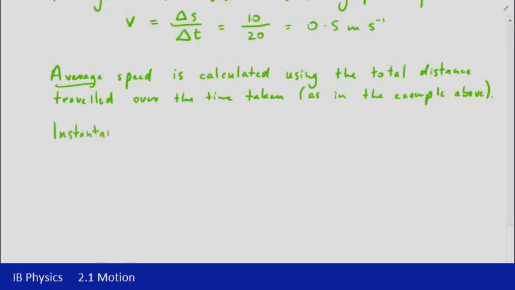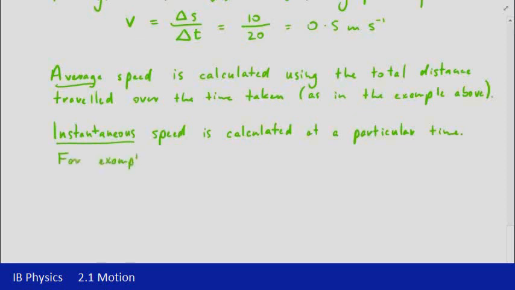Now instantaneous, if you look at the first part of that word, or the root of that word, instant, basically just means that we are looking at the speed taken at a particular point in time, or a particular instant in time. It's still going to be calculated using the gradient. So if, for example, we looked at that graph above, and we wanted to look at the time t equal to 18 seconds.